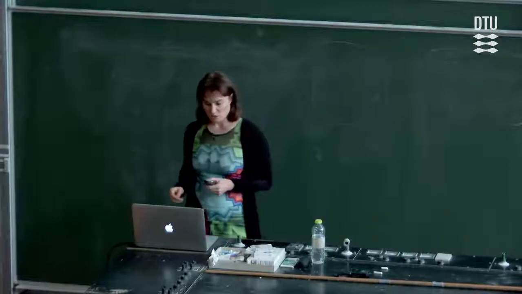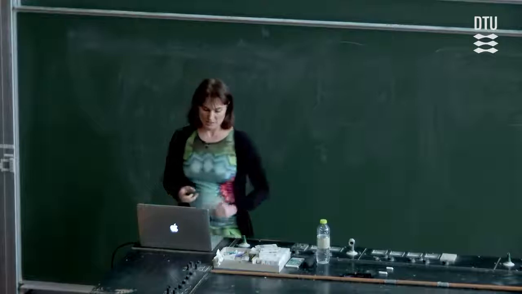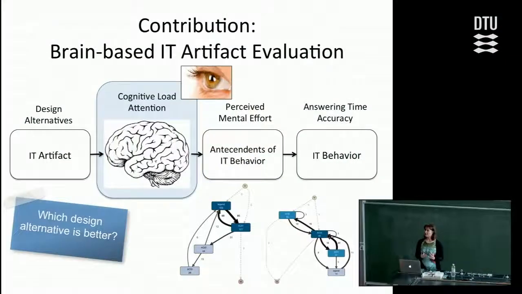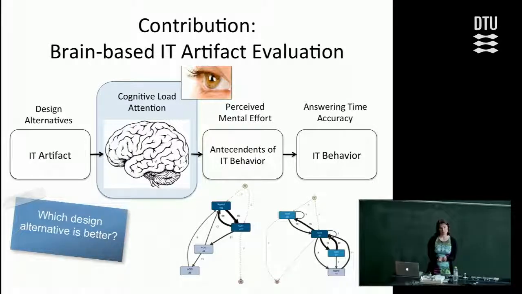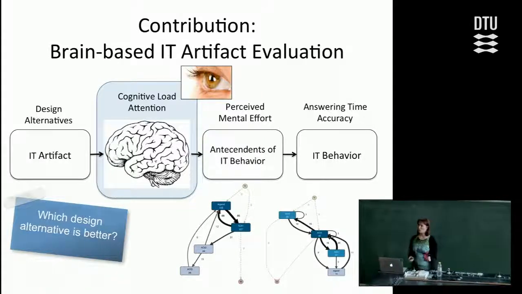But what you can also do is create models. We use process mining in order to illustrate in a graphical way the decision-making processes or the reading patterns that are induced by the different types of visualizations. And this helps you to understand if a visualization is effective in order to conduct a particular task.